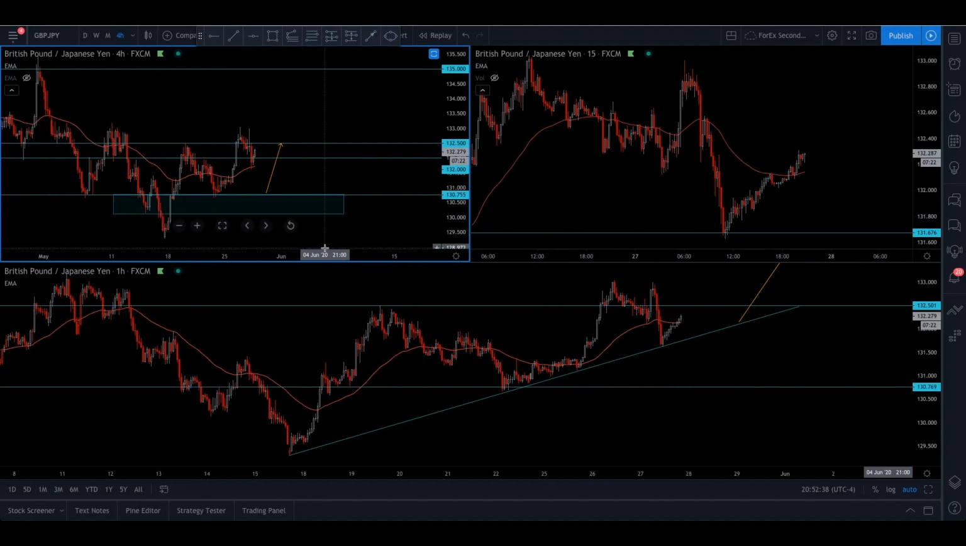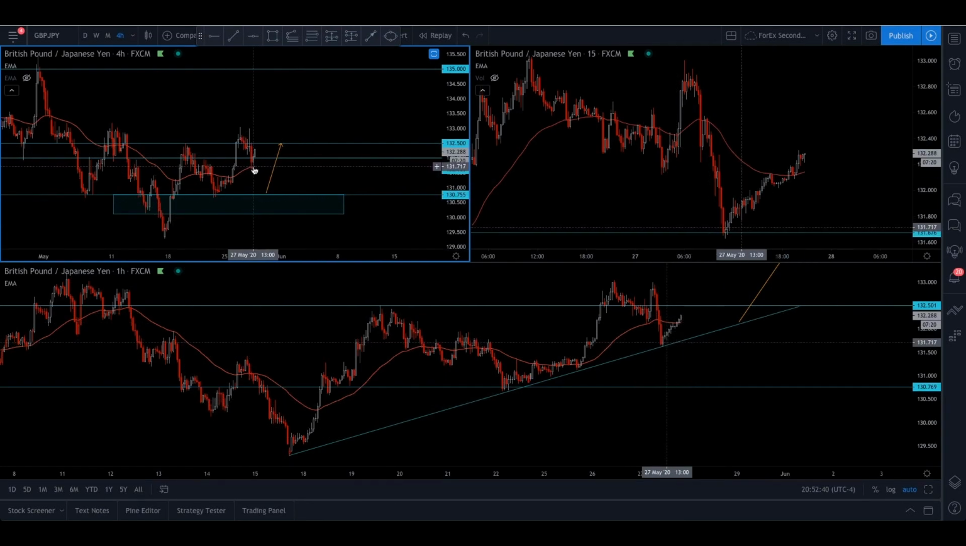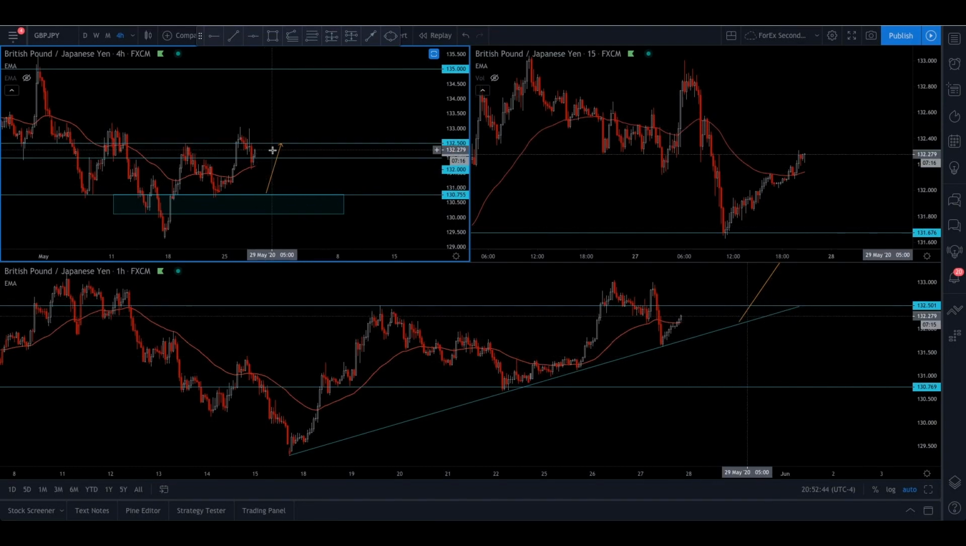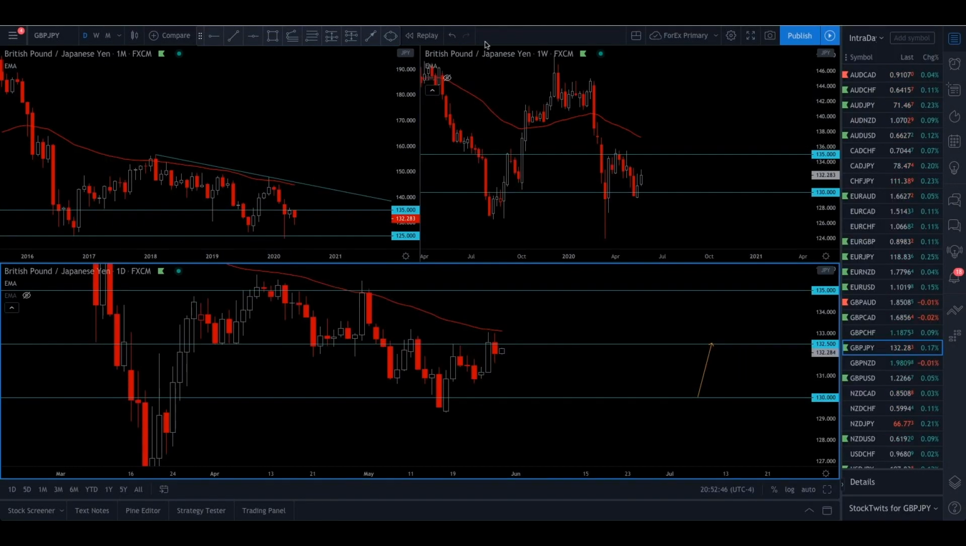Though we do have this 4-hour 50 MA being respected over here. Though we do have this 4-hour break and retest, it's not really something I'm looking at risking my capital on.